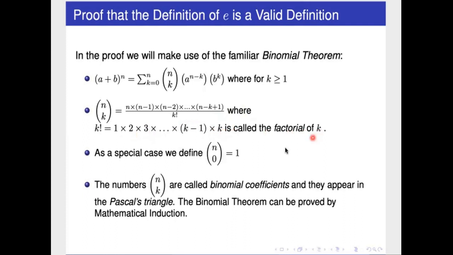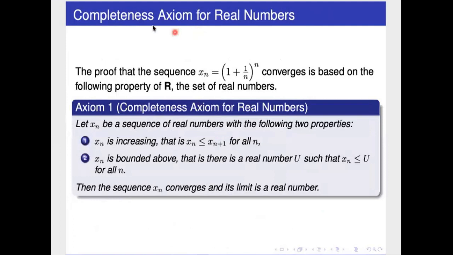As a special case we define n choose 0 equals 1. The numbers n choose k are called binomial coefficients and they appear in Pascal's triangle. The binomial theorem can be proved by mathematical induction. But what does this have to do with our definition of e?